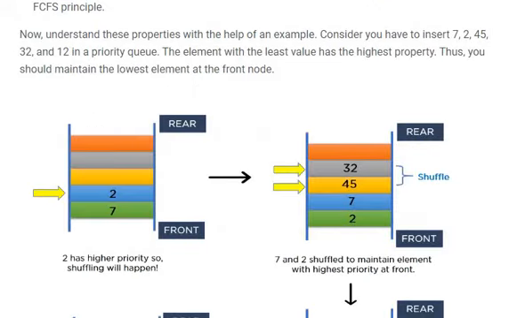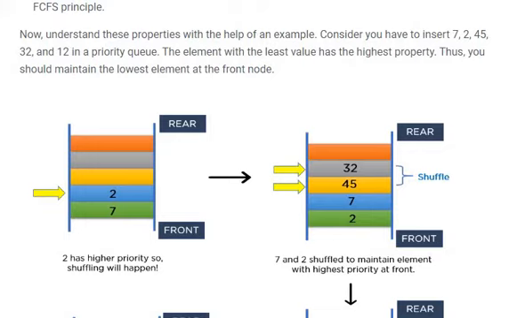So you have to insert 7, 2, 45, 32 and 12 in a priority queue. The element with the least value is having highest priority here. So we should maintain the lowest element at the front node. So we start with 7 which is inserted and 2 which is inserted. As 2 is having higher priority, we need to shuffle. We need to keep the element with higher priority at front.